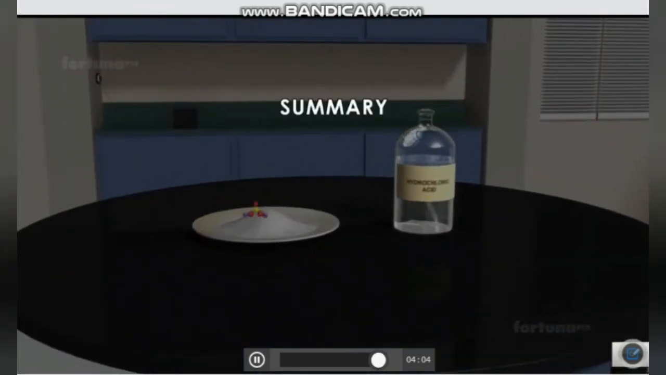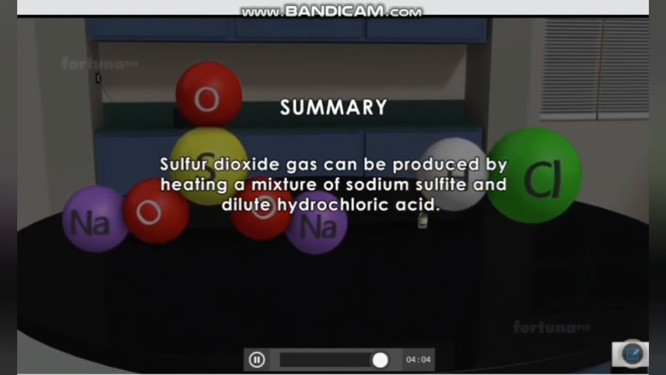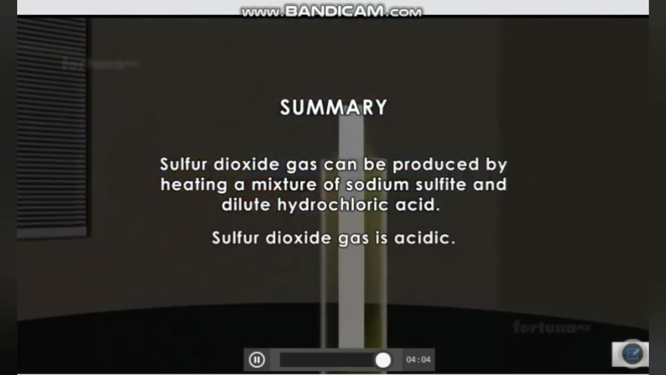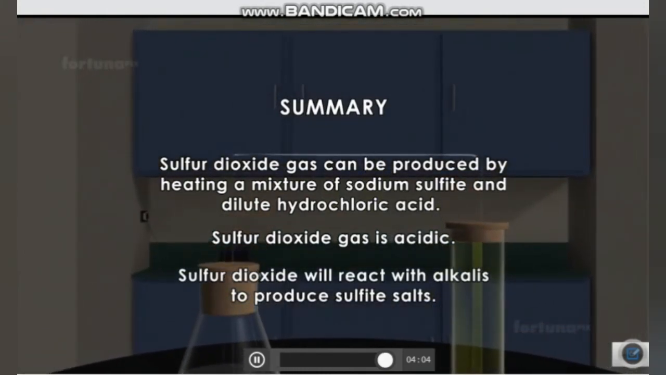Summary: sulfur dioxide gas can be produced by heating a mixture of sodium sulfite and dilute hydrochloric acid. Sulfur dioxide gas is acidic. Sulfur dioxide will react with alkalis to produce sulfite salts.